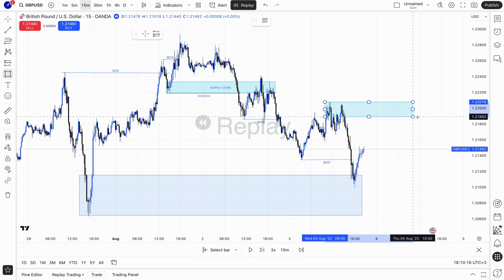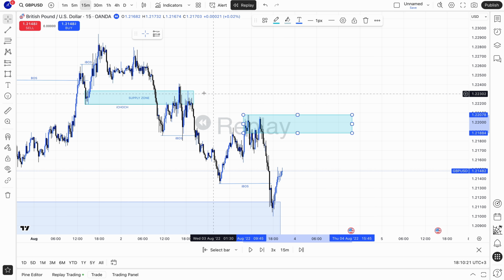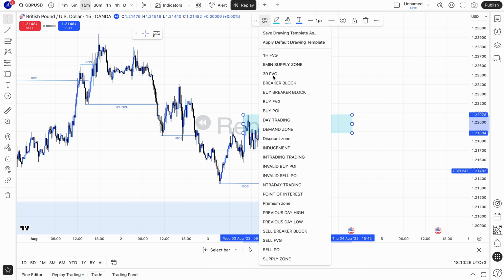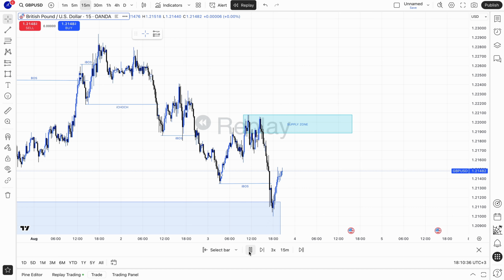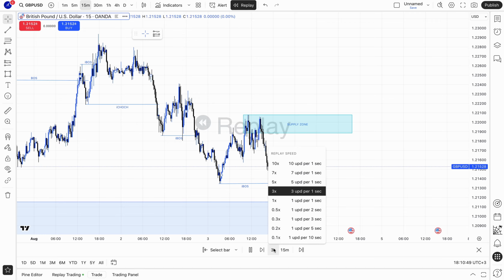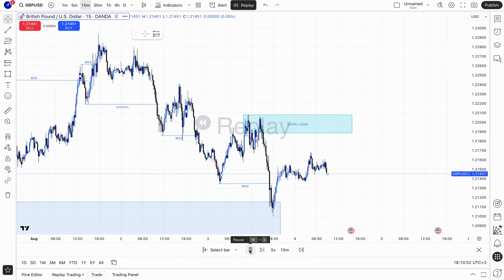Now you can't just buy because external structure is bullish, but the internal structure is bearish. We need to see both, like before you buy or before you sell. It depends. Let's see how it really goes. Need to make it a little bit faster.